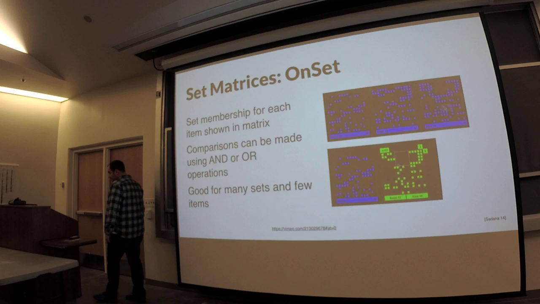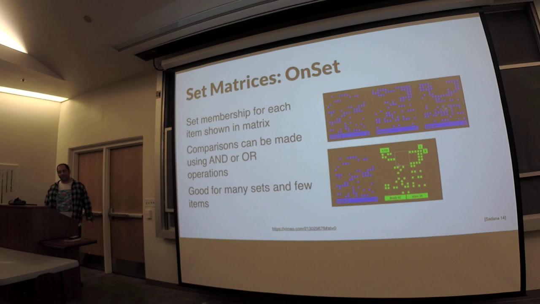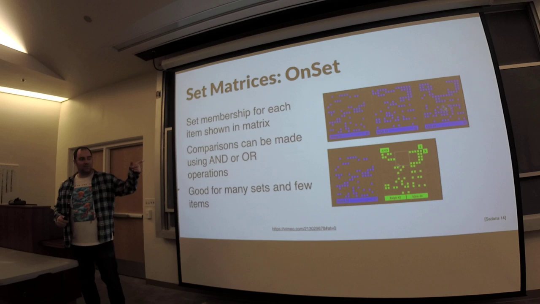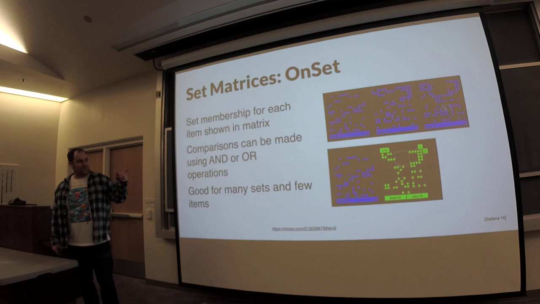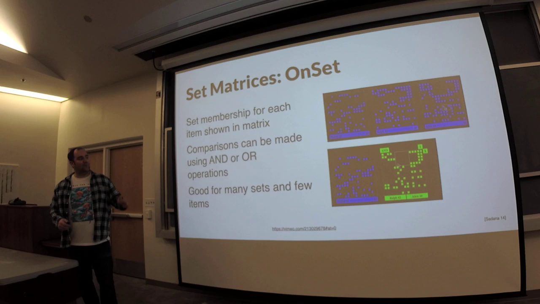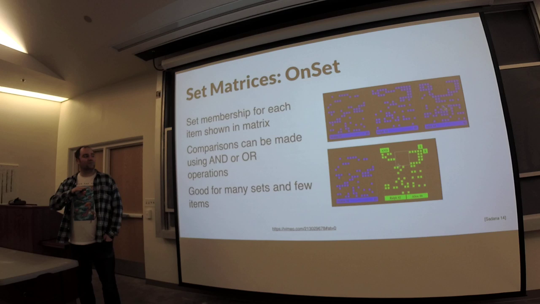A completely different approach is these set matrices. This is a technique called onsets. Here, every cell is a set, and you have very few items. These are actually whale sharks in the Atlanta aquarium, and they found some chemical compounds in their blood, so they have these 40 different compounds in here. So we have very few items, but a lot of sets. They simply have this grid, and each set is always at the same position. So then you can compare which chemical compounds are in each of these whale sharks.